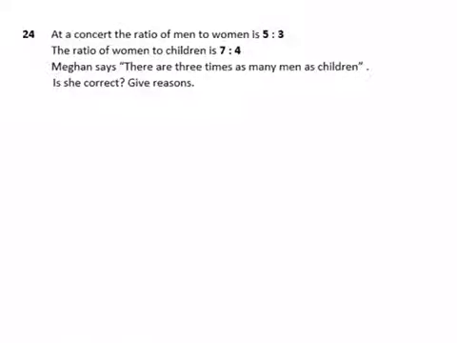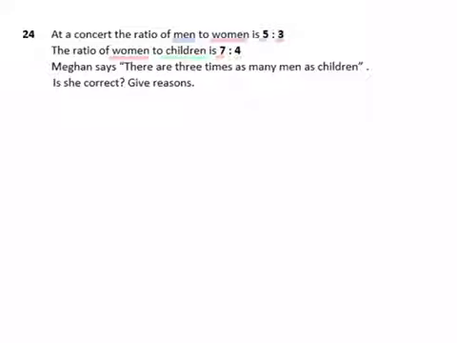Okay, so here we've got a ratio in a practical context. We know that the ratio of men to women is 5 to 3, but that women to children was 7 to 4. So the first thing I might do is do a little bit of colour coding with this. So first of all, I've got the men being 5 and the women being 3, but in this second ratio, the women are 7 parts compared to the children, which are 4.